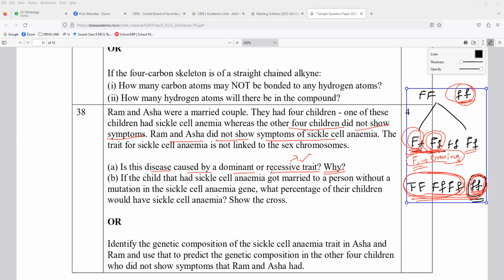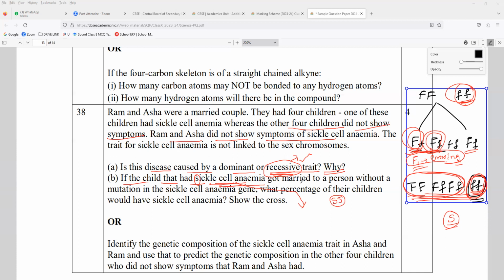Now, the next question is very important. If the child has sickle cell, let me use the letter S for it, since I am choosing sickle cell. So now, sickle cell anemia: is it small s or capital S? It is a recessive character, we already identified that. So is it small s or capital S? Everyone speak, fast. Small s, sir. Small s.